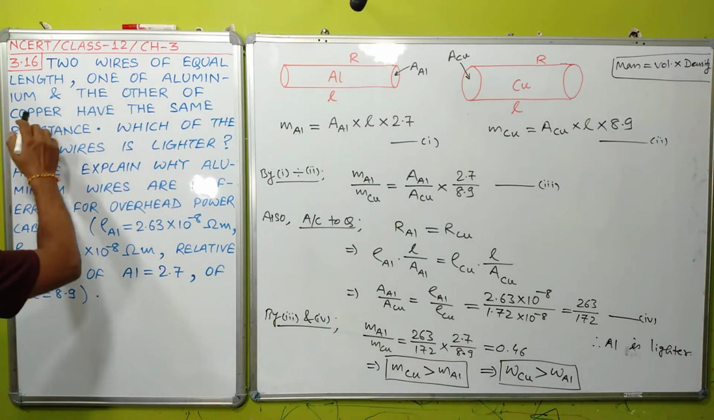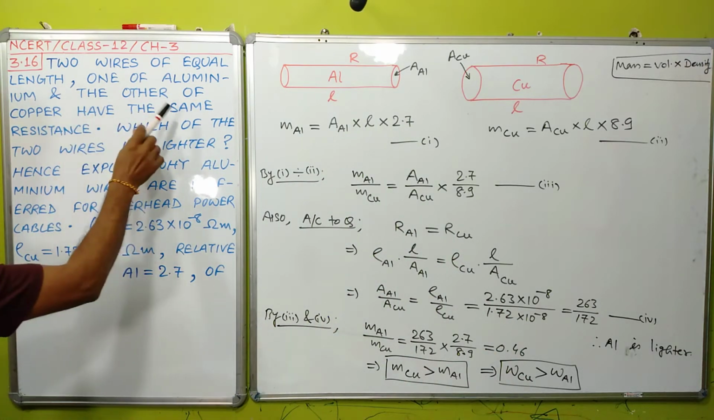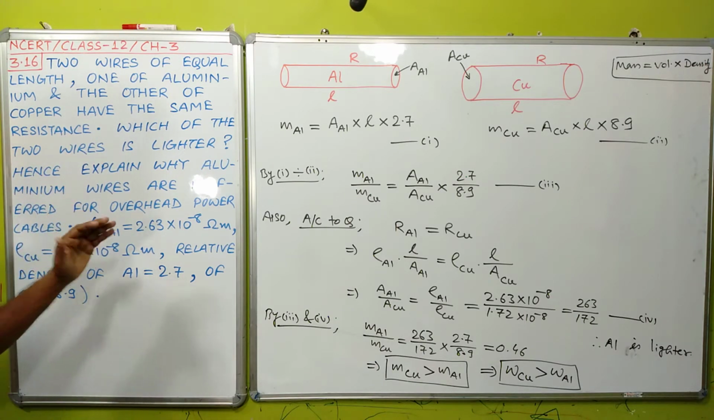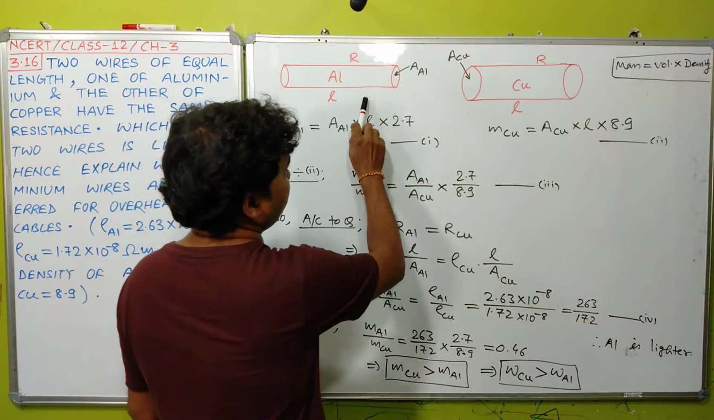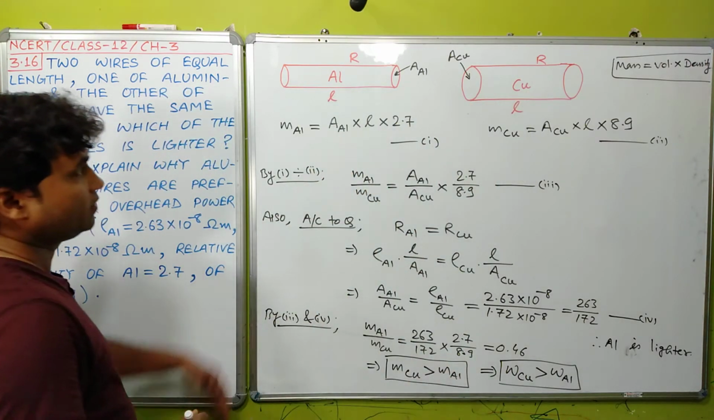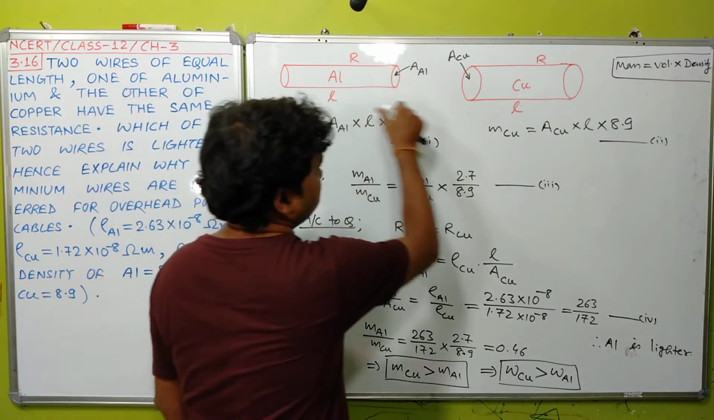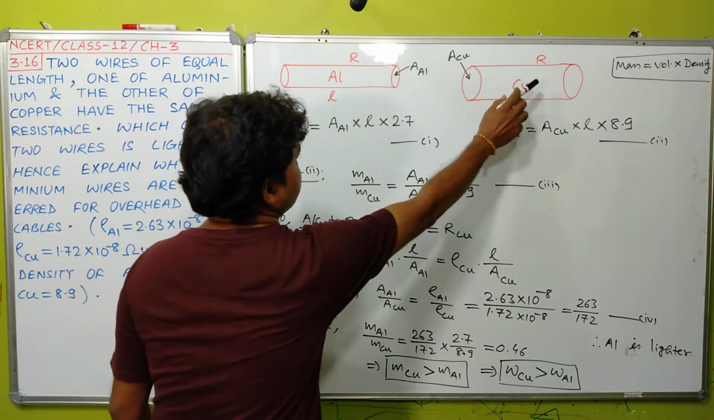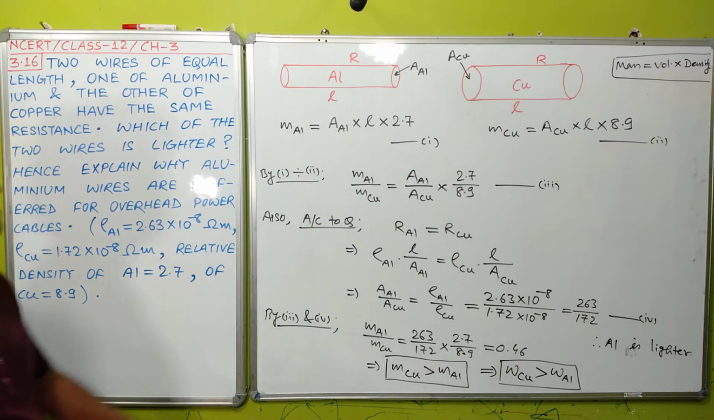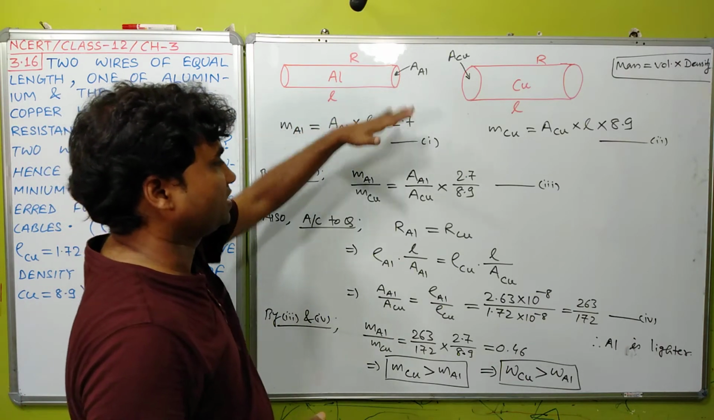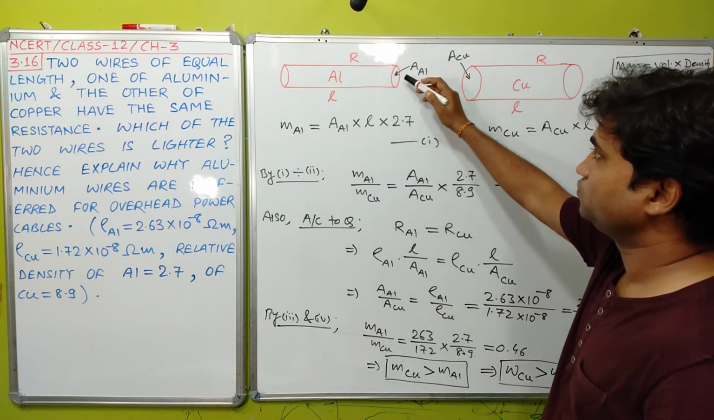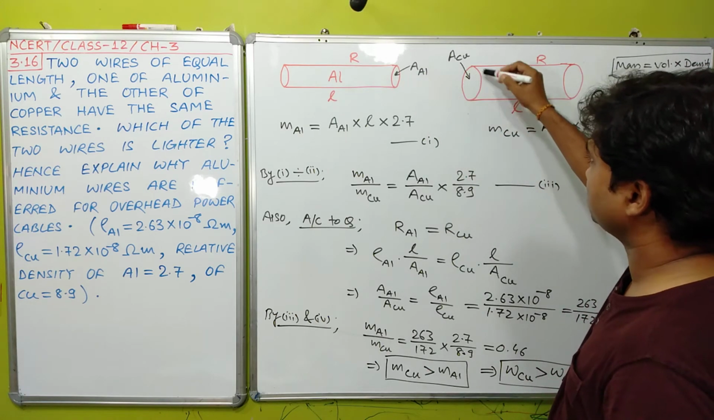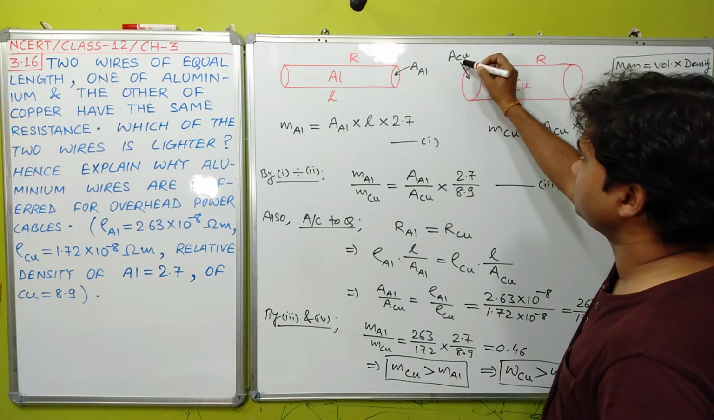Student, this question 3.16 is saying: two wires of equal length, one of aluminium and the other of copper, have the same resistance. We have two wires, you can see here, one is of aluminium and another is of copper. Both have the same length. Let us assume this is a small l, and both have the same resistance, capital R. Now we also assume its area of cross section, because area of cross section is not mentioned, so let its area of cross section be AL for aluminium, and similarly the area of cross section of the copper wire we are assuming ACU.